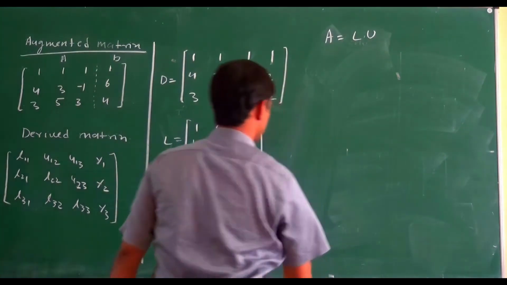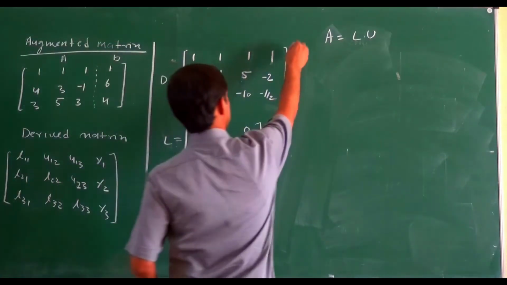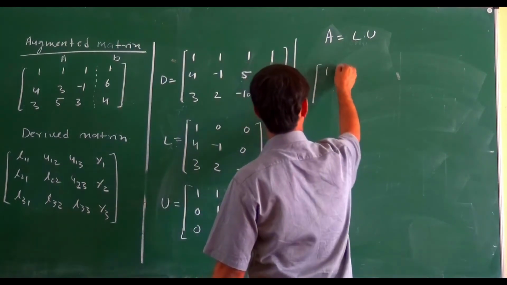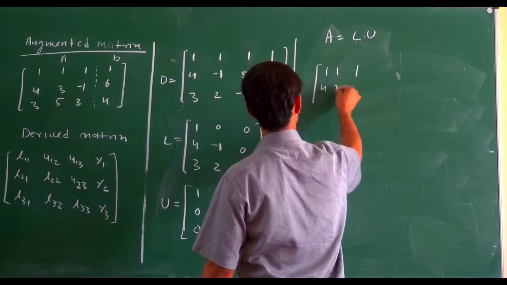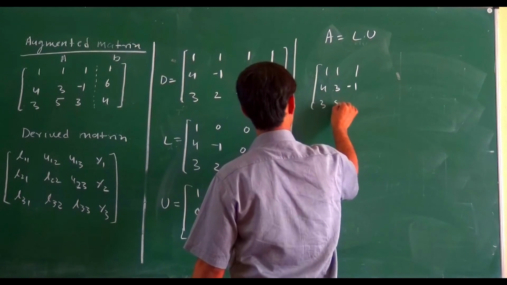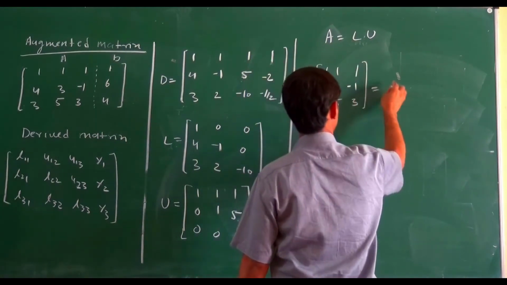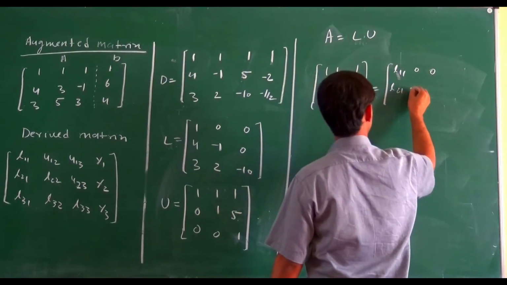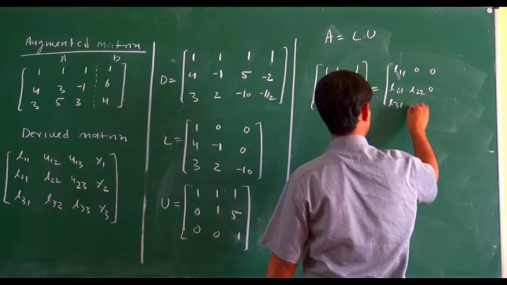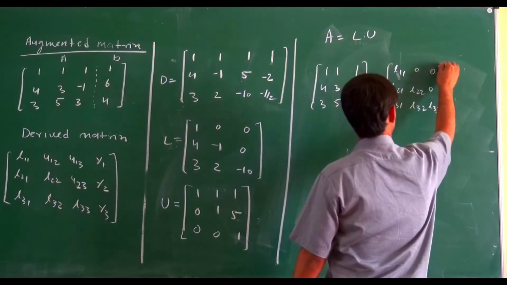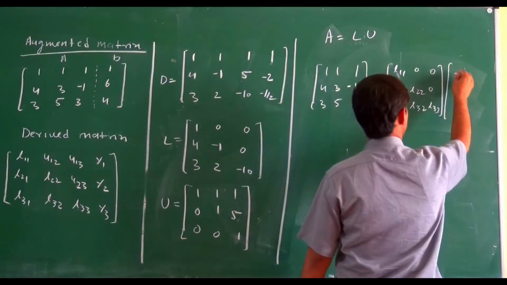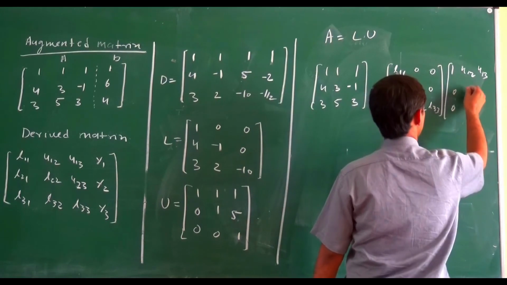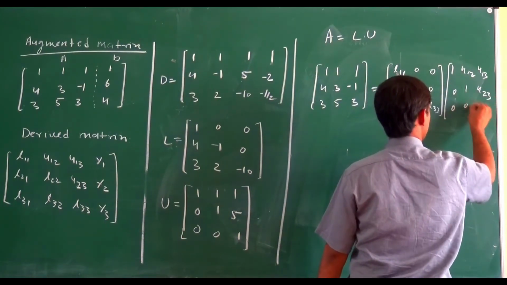Now, if we write A equal to LU as the usual method, here A is 1, 1, 1, 4, 3, minus 1, 3, 5, 3, and this equals L, meaning L11, 0, 0, L21, L22, 0, L31, L32, L33, and here we write the upper triangular matrix: 1, U12, U13, 0, 1, U23, 0, 0, 1.